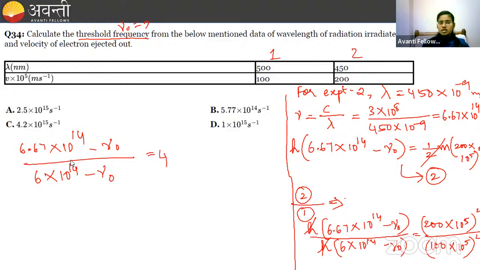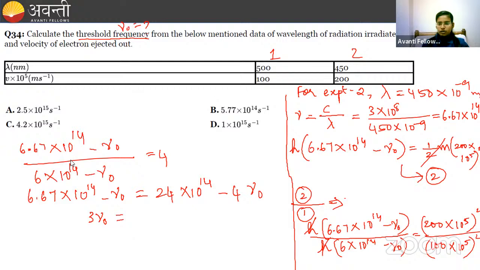Now, if I bring this entire term to the other side, I will have 6.67 into 10 to the power 14 minus nu naught, which is equal to 6 into 4 is 24. 24 into 10 to the power 14 minus 4 into nu naught. So if I bring this nu naught one side, I will have 4 nu naught minus 1 nu naught, which is 3 nu naught. And it will be equal to 24 into 10 to the power 14 minus 6.67 into 10 to the power 14.